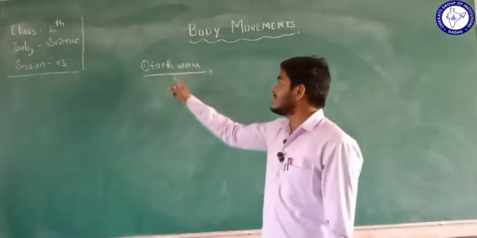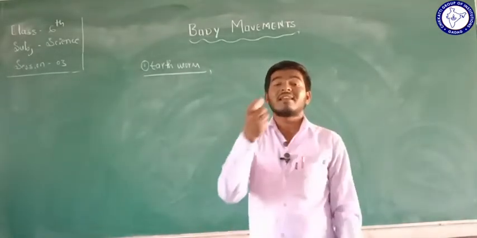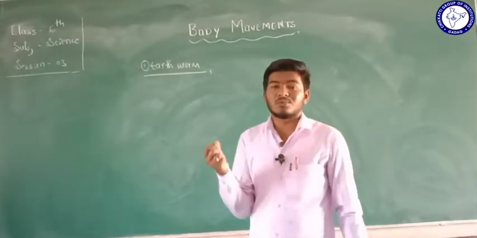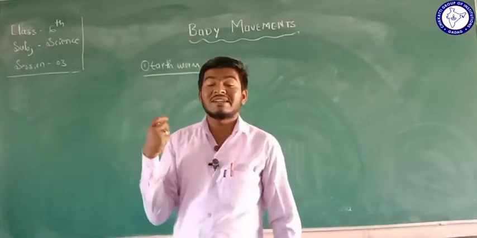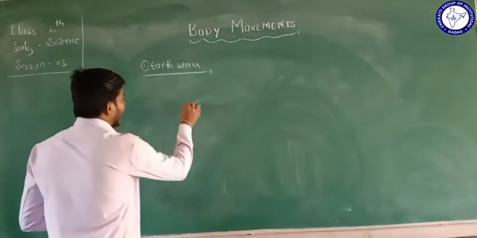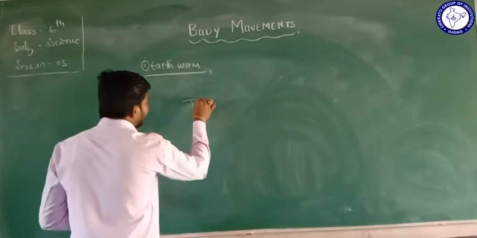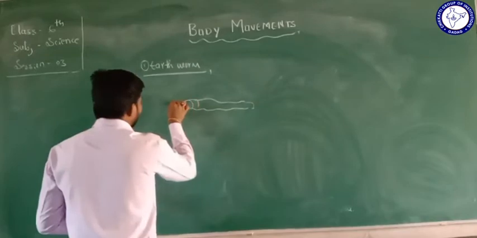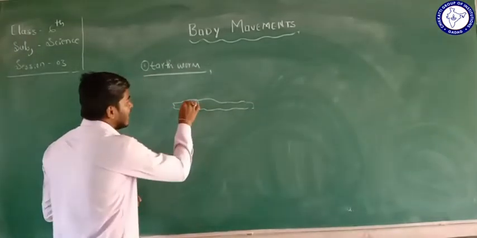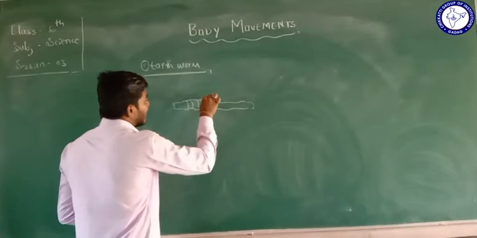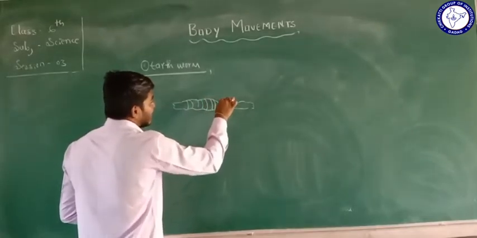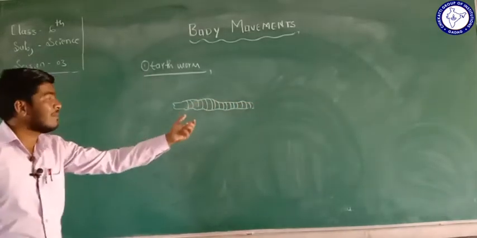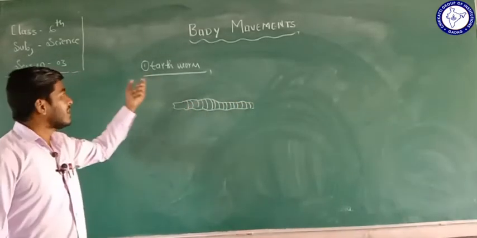But when we see the earthworm, there are no bones in the earthworm body. But how does it move? It moves with the help of its body. Its body is made up of a number of rings. If you see the structure of the earthworm, the body contains a number of circular shapes. With the help of this body structure, the earthworm will move.